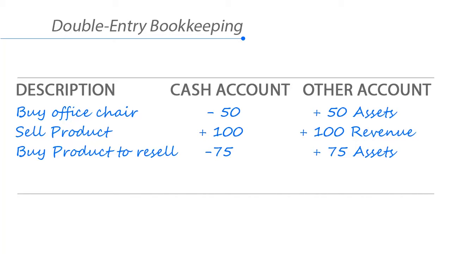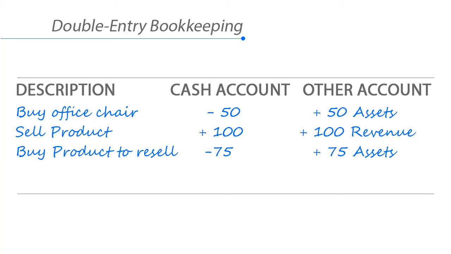For example, when a business buys an office chair for $50, cash is reduced by the $50 used to pay for the chair. And assets, which is a type of business account, are increased by $50 because the business now owns a chair valued at $50. An asset is an object of value, and that, in this case, is the chair. The business did not lose $50. It converted $50 of value from cash to an asset.